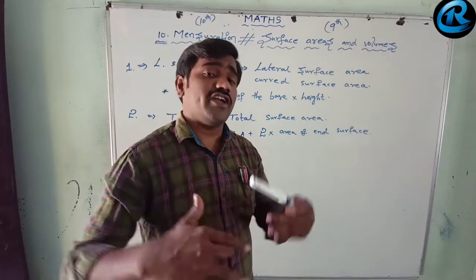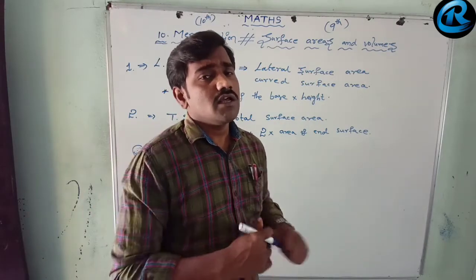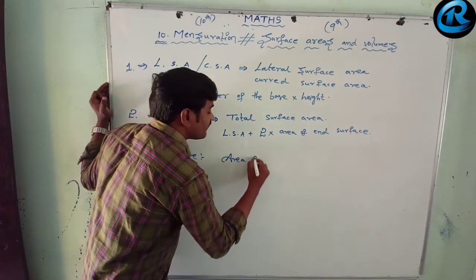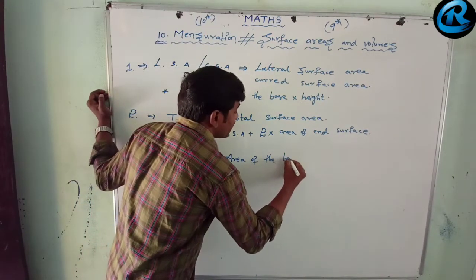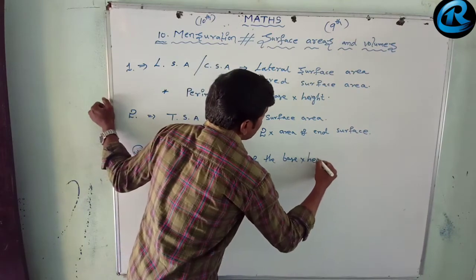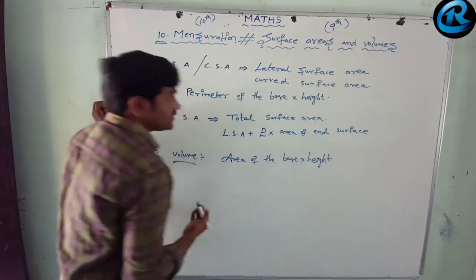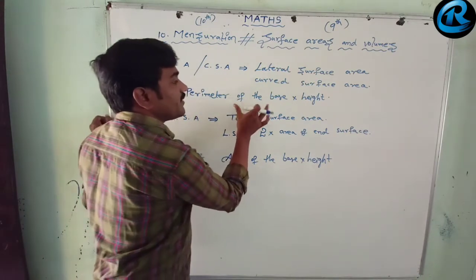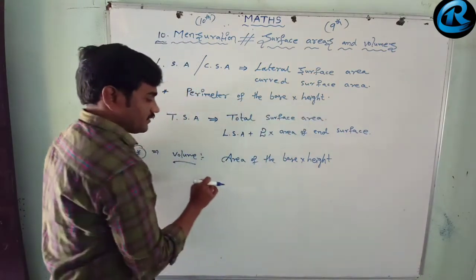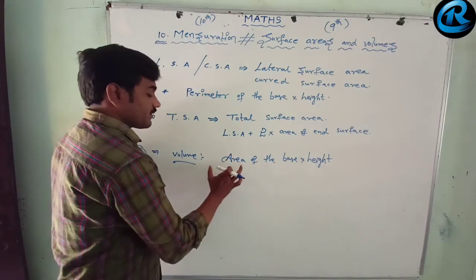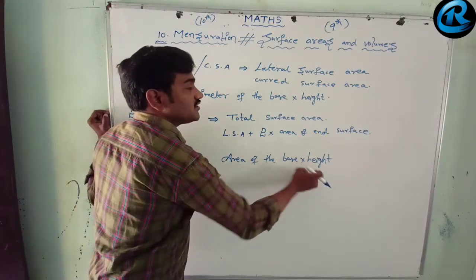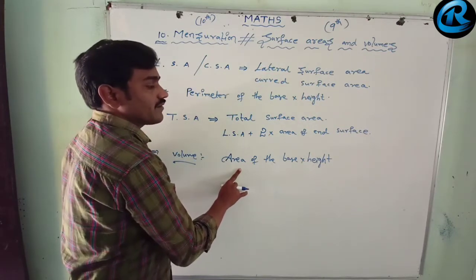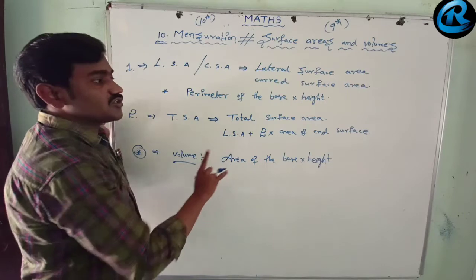How to find out the volume of any solid object? This is the formula. You find out the area of the base into height. Area of the base into height. Here the lateral surface area or curved surface area formula is perimeter of the base into height. So what is the volume formula? Area of the base into height. Perimeter for lateral surface area, area for the volume. These things you need to remember.